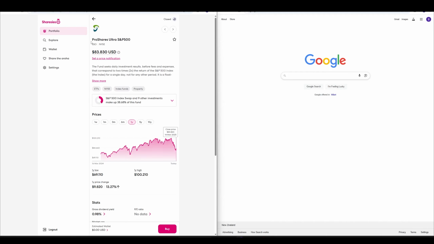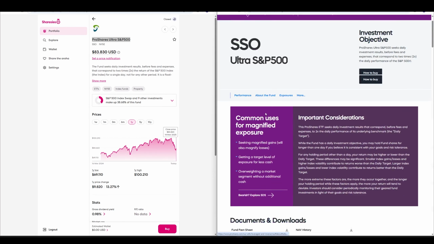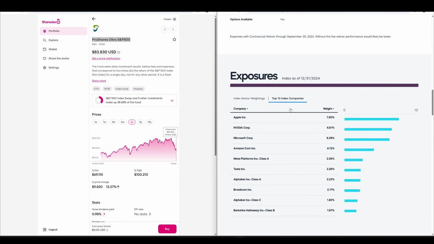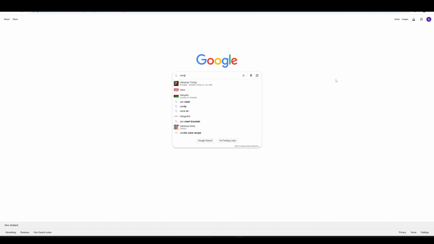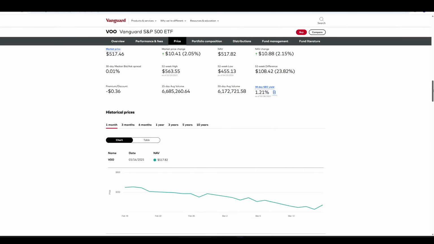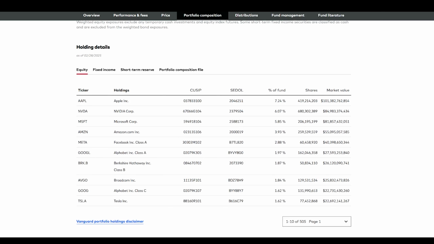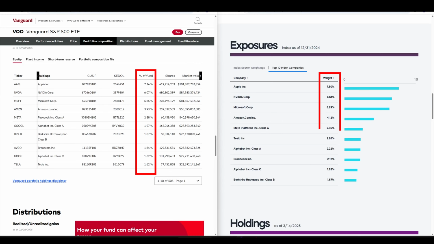I recommend you copy the name of the fund and search it on Google, because on the provider's website, it will show more details about the fund, such as what companies make up the fund. So for example, when you invest in the Vanguard S&P 500 ETF, ticker symbol VOO, these are some of the companies you are essentially investing in. So when you buy into this fund, 7.24% of your investment will go into Apple, 6% goes into Nvidia, and so on. Different funds will have different weights.